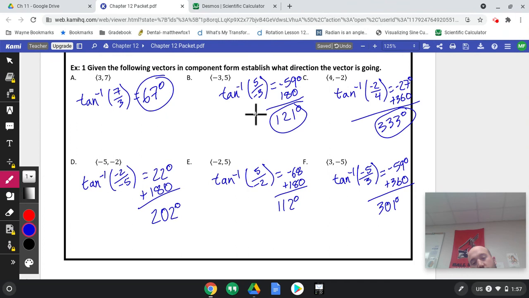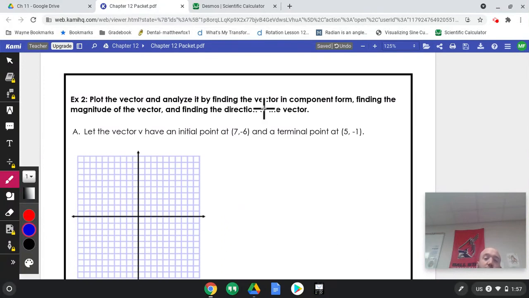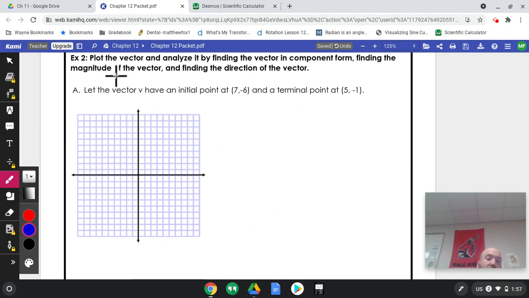All right, so now let's take that and we'll apply it along with what we did yesterday on the graph. So it says here, plot the vector and analyze it by finding the vector in component form, finding the magnitude of the vector, and finding the direction of the vector. So let the vector v have an initial point at 7, -6, and a terminal point at 5, -1.